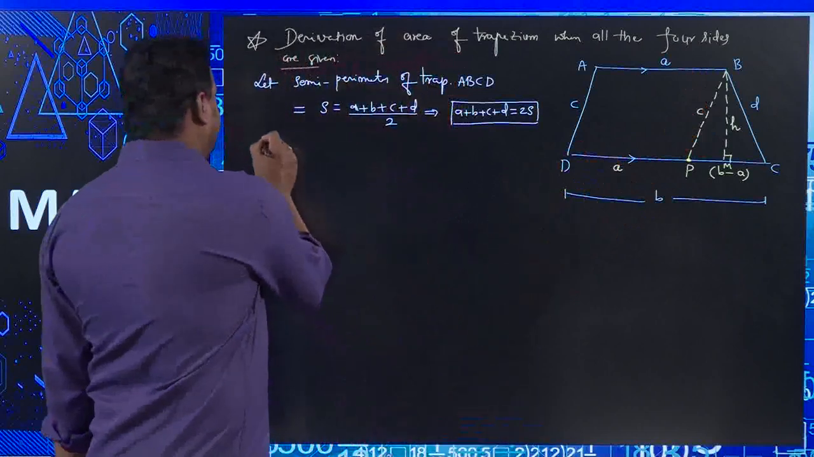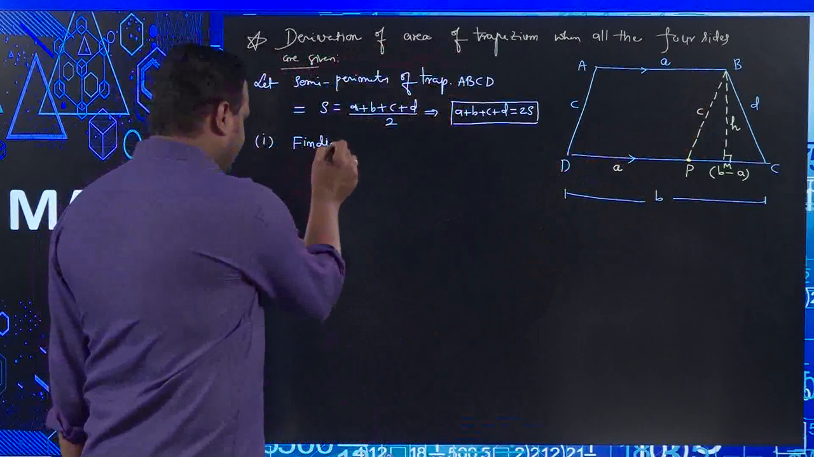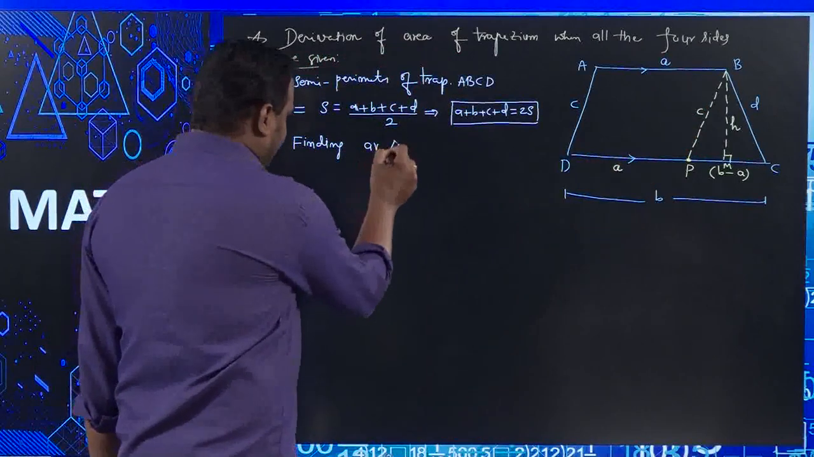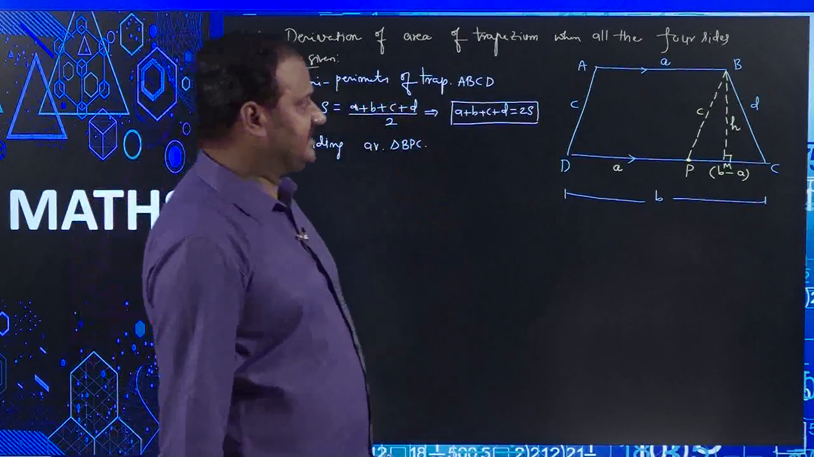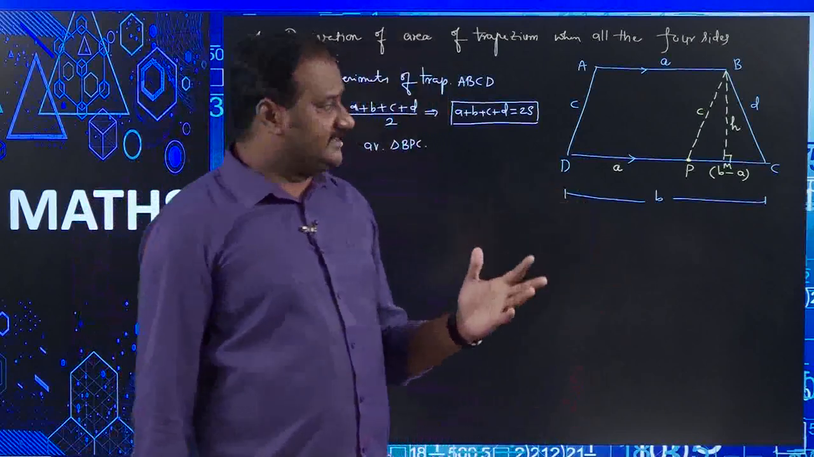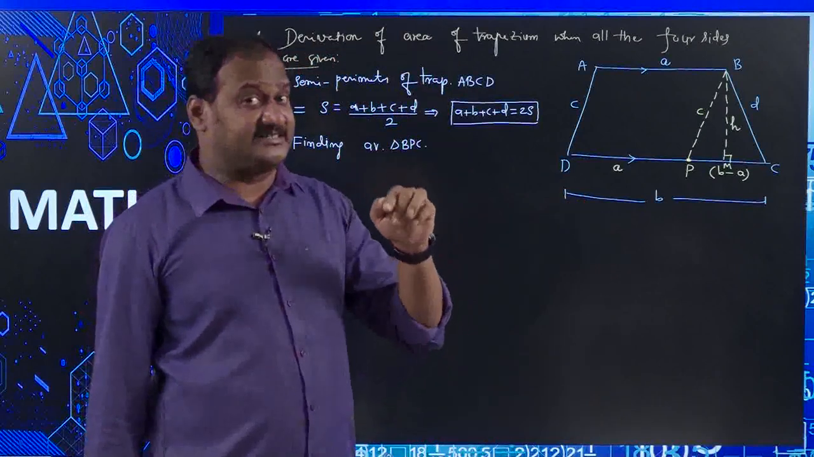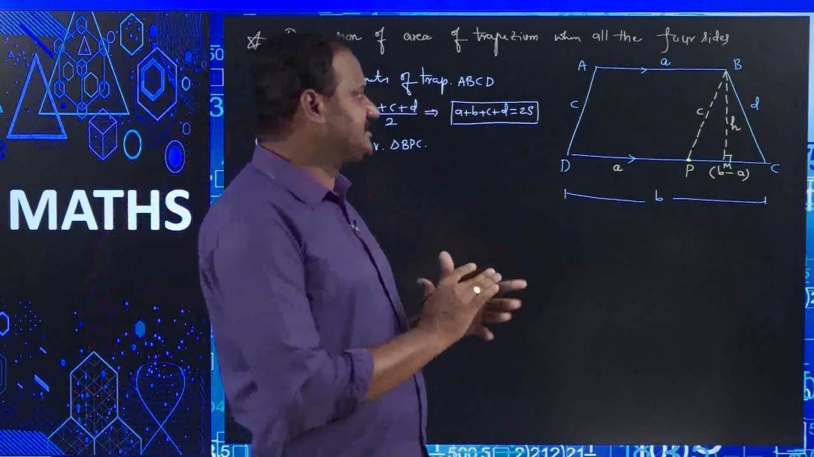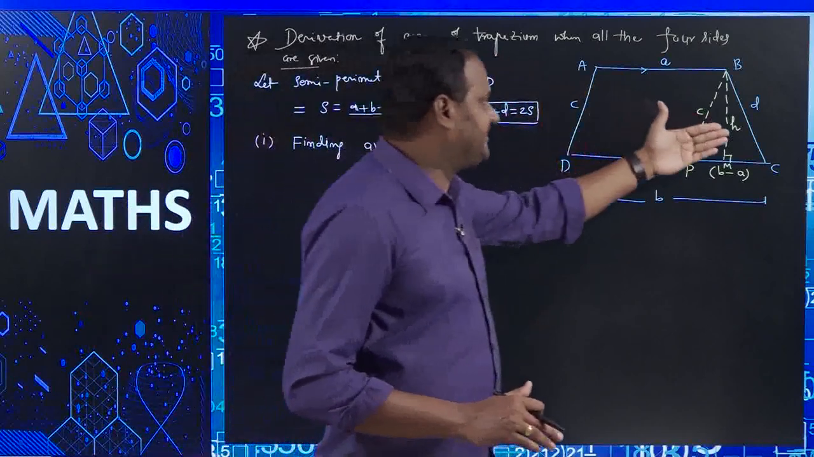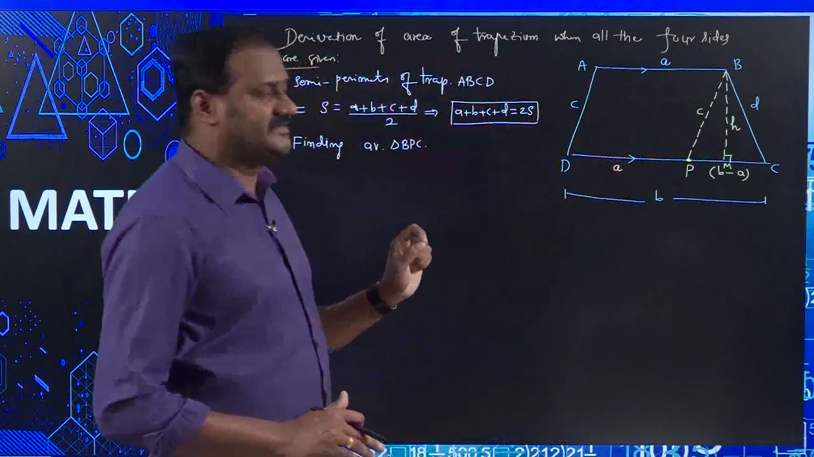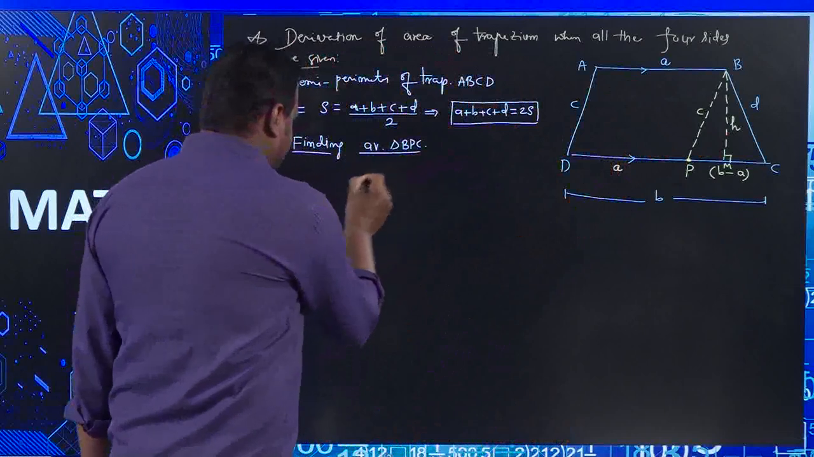The first thing is finding the area of triangle BPC. In order to find the area of triangle BPC, by Heron's formula, square root of S into (S minus a) into (S minus b) into (S minus c), where that S is the semi-perimeter of the triangle. So, I will just give a small difference between the semi-perimeter of the trapezium as well as the semi-perimeter of this triangle. So, let the semi-perimeter of the triangle be equal to some small s.